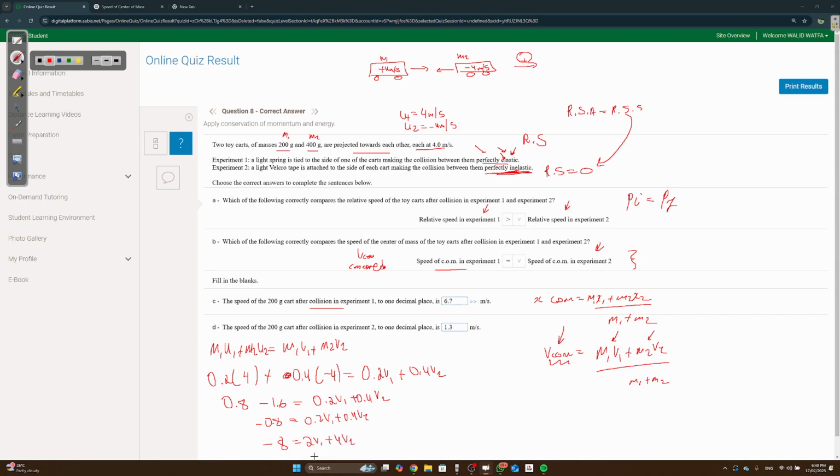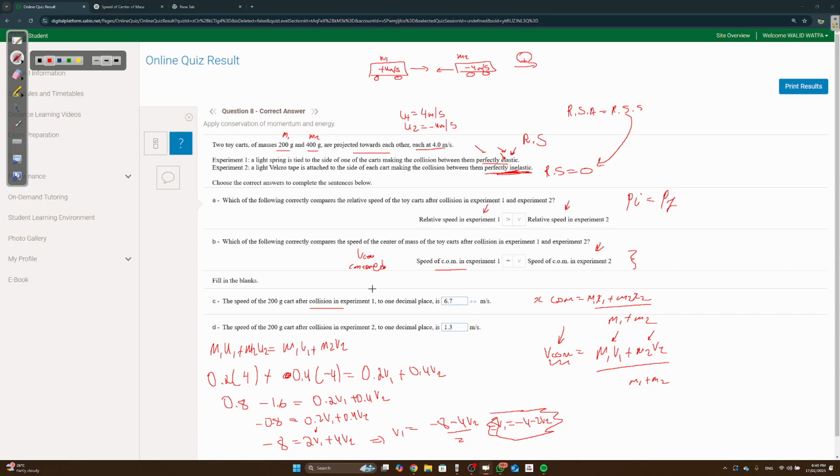I think we can make this a bit nicer, right? We can find an expression for, let's say, v1. You're gonna get v1 is equal to minus 8 minus 4v2 over 2, which is just minus 4 minus 2v2 as v1. Okay, so you got this now.